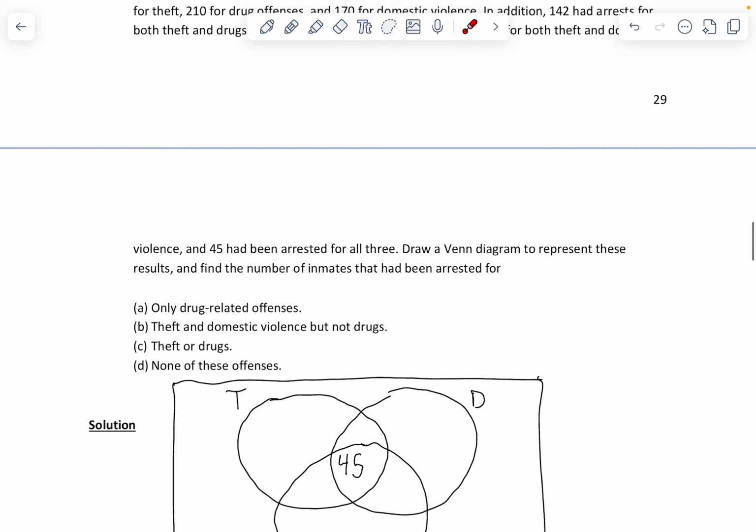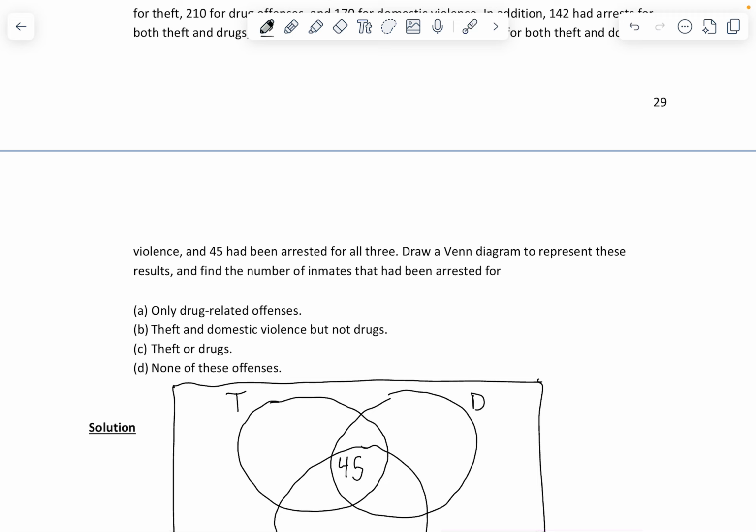So what does that look like? We have 45 in there, so let's take 142 and subtract 45, and what does that give me? 97, right? So 97 has to go right here.